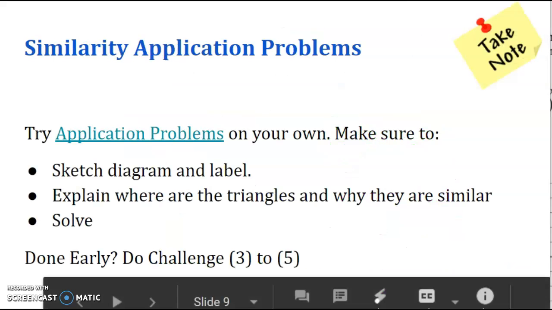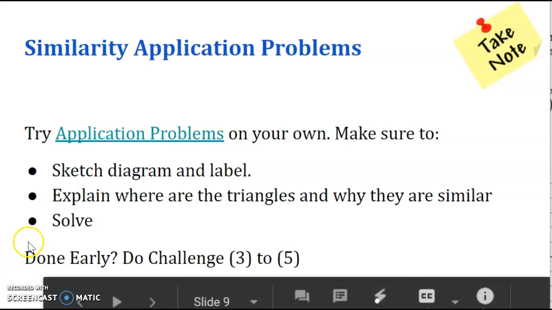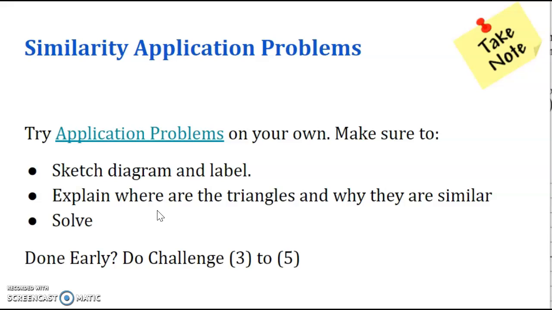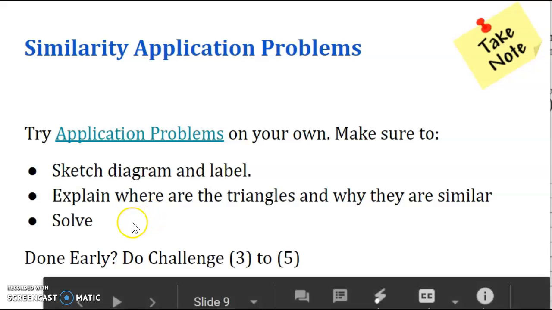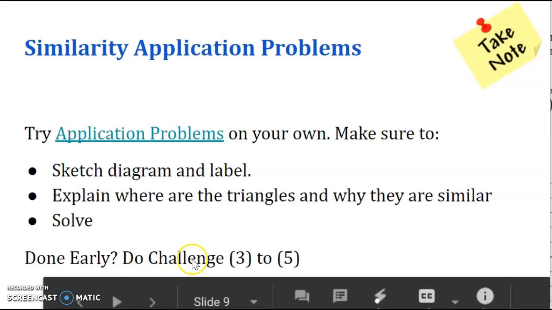Okay, it's your opportunity to try this application problem on your own. Make sure for each problem that you are sketching the diagram and labeling it, explain where the triangles are and why they are similar. Okay, so you need to first establish similarity before you can just set up the proportion equation and then solve. If you're done early, you can do challenge problem 3 to 5.